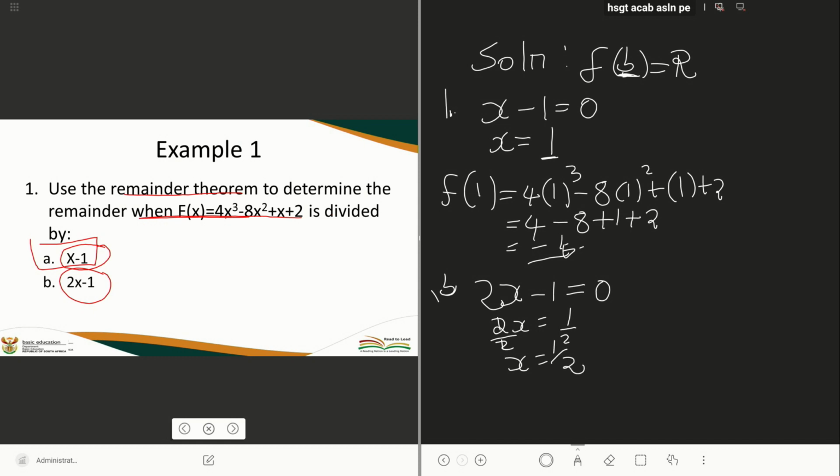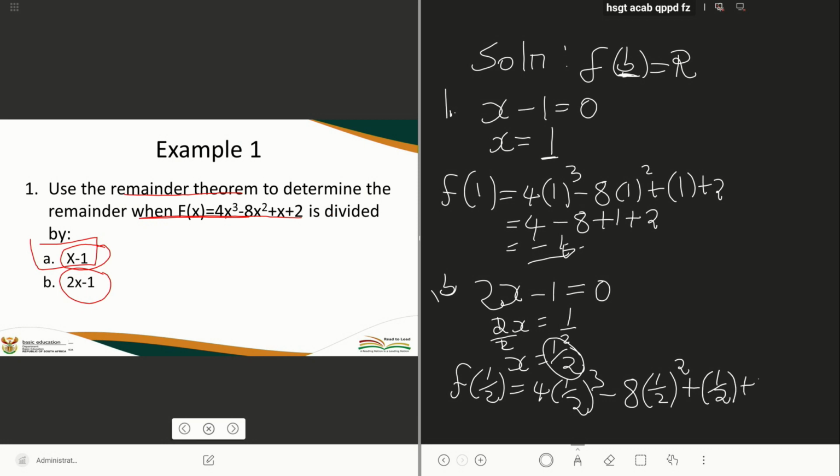Now, what do I do with this 1 over 2? I need to make sure that I substitute this 1 over 2 into the given function, so that I can get what? My remainder. So my f(1/2) is equal to 4 into 1 over 2 all to the power 3, minus 8 into 1 over 2 all to the power 2, remember, plus, brackets are very much important, plus half again, plus 2.